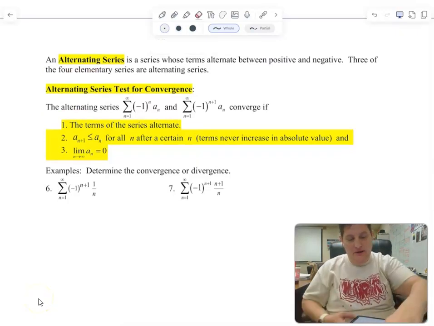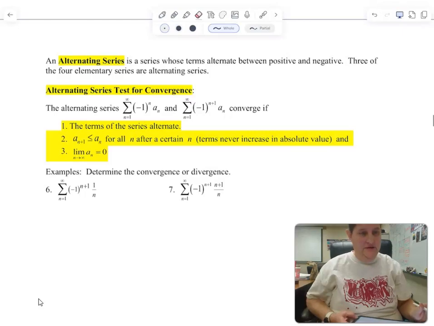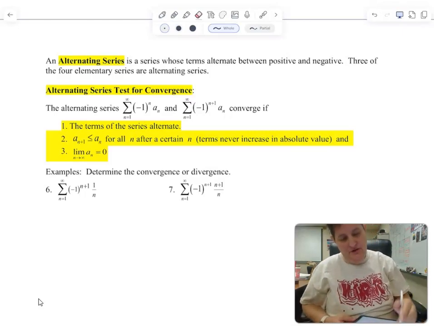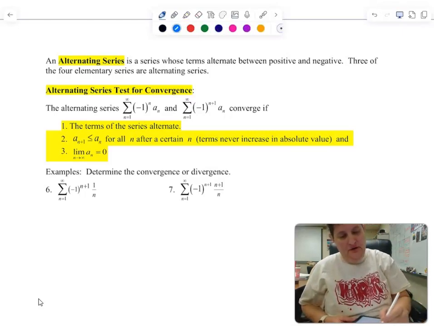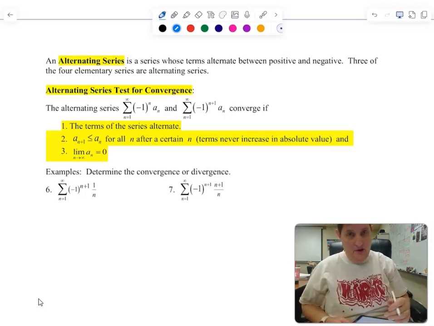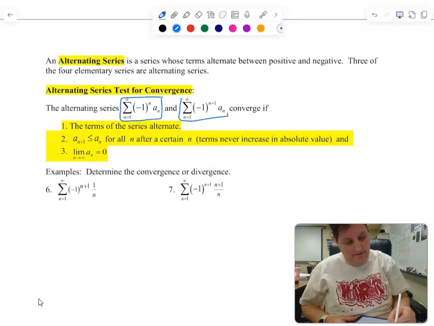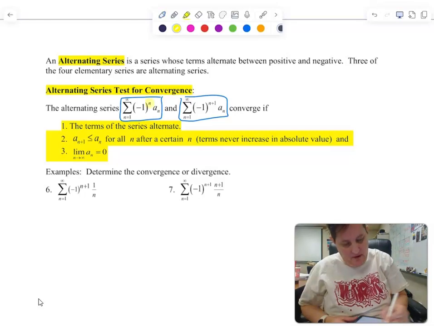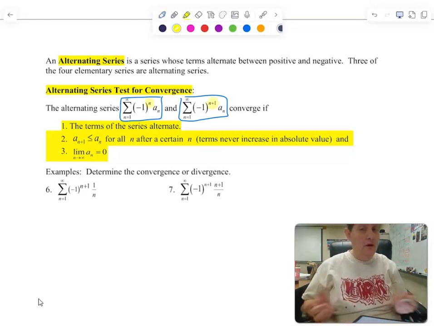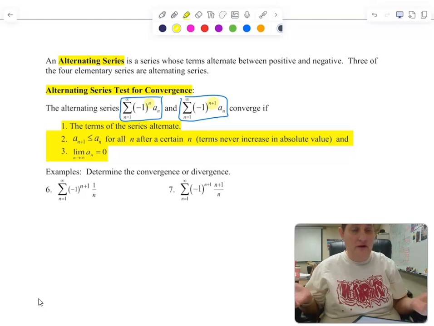Okay, so now we have one more test about alternating series. We're going to talk about alternating series, which again means this goes plus, minus, plus, minus, plus, minus. Now, here's how this works. The alternating series, so this one, and this one. What's the only difference between them? One is to the n, one is to the n plus 1. So the only difference is, does it start with a negative or does it start with a positive?